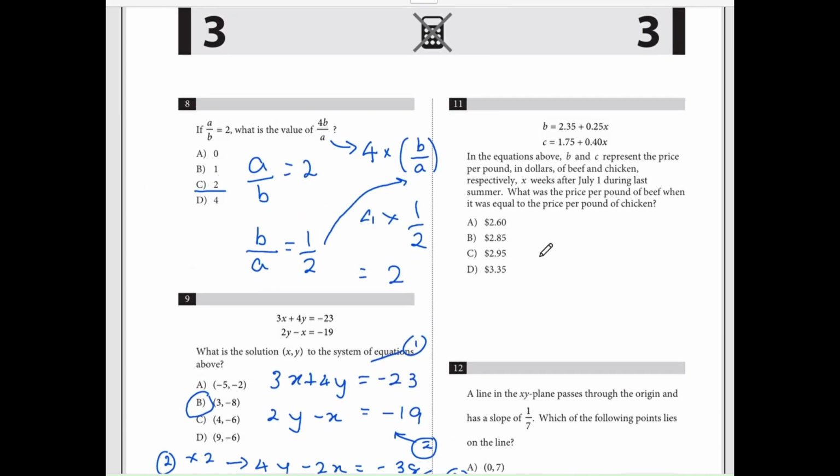Question number 11. They have given two equations, p equals 2.35 plus 0.25x and c equals 1.75 plus 0.4x. In the equations above, p and c represent the price per pound in dollars of beef and chicken respectively, x weeks after July 1 during last summer. What was the price per pound of beef when it was equal to the price per pound of chicken?